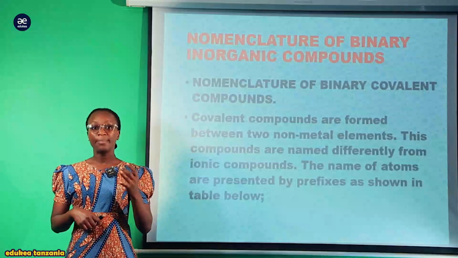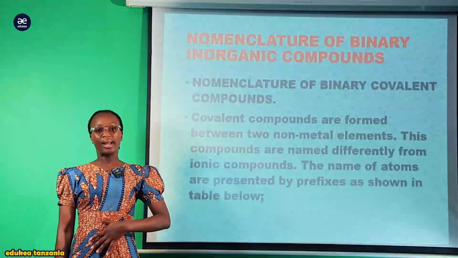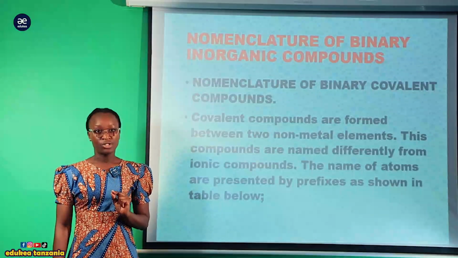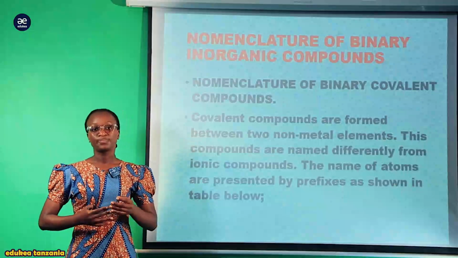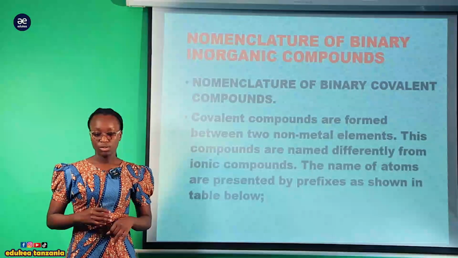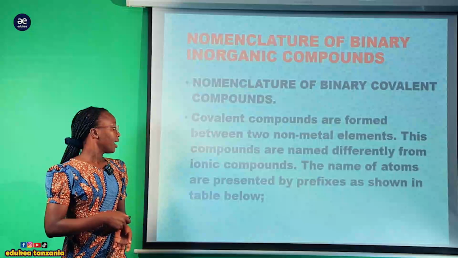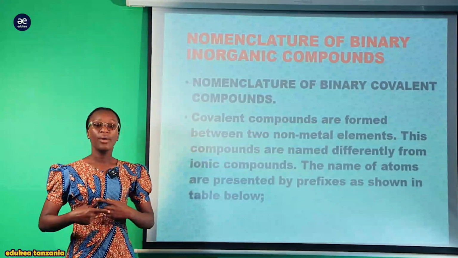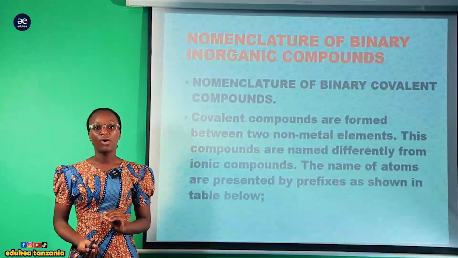Hii hapa ni simple meaning of this covalent compound, kwamba tukiongelea covalent compound tunaongelea zile compounds zote ambazo zinakuwa formed with the same metal, and this metal is nonmetals. Kwa hiyo nonmetals zina share or zina combine together so as to form this binary covalent compound. These compounds are named different from ionic compounds, kwamba zenyewe zinakuwa assigned the names tofauti na tulivyoona kwenye ionic binary compounds.